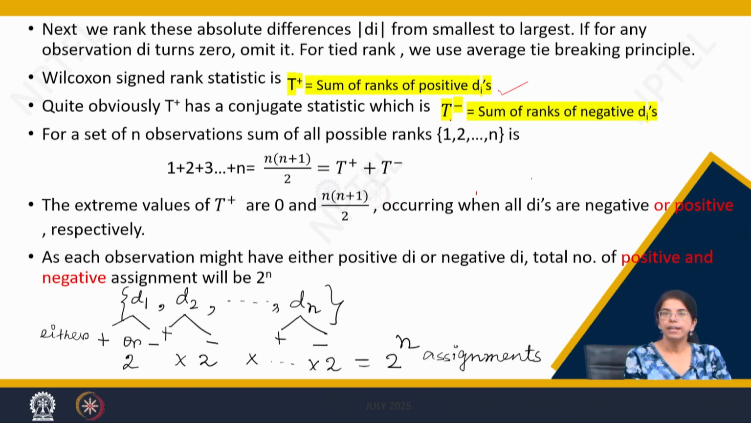How does it happen? You have n observations. So for n observations you have n di's, right? So di can be positive or negative. Under the null hypothesis, the probability of being positive is half and of being negative is another half. So basically plus, minus, plus, minus, plus, minus. So you are combining two-point sample spaces. Therefore altogether you have to deal with 2 into 2 into 2, that is 2 to the power n assignments.